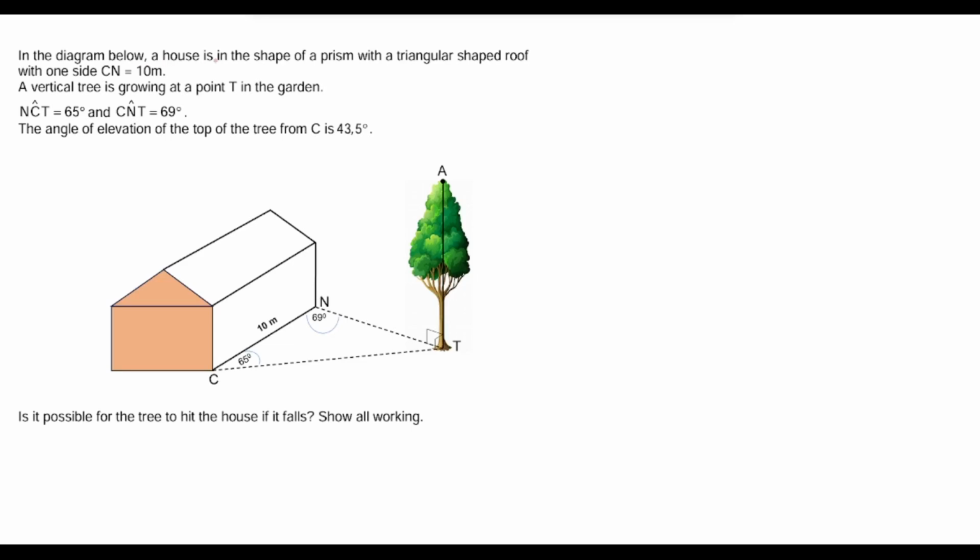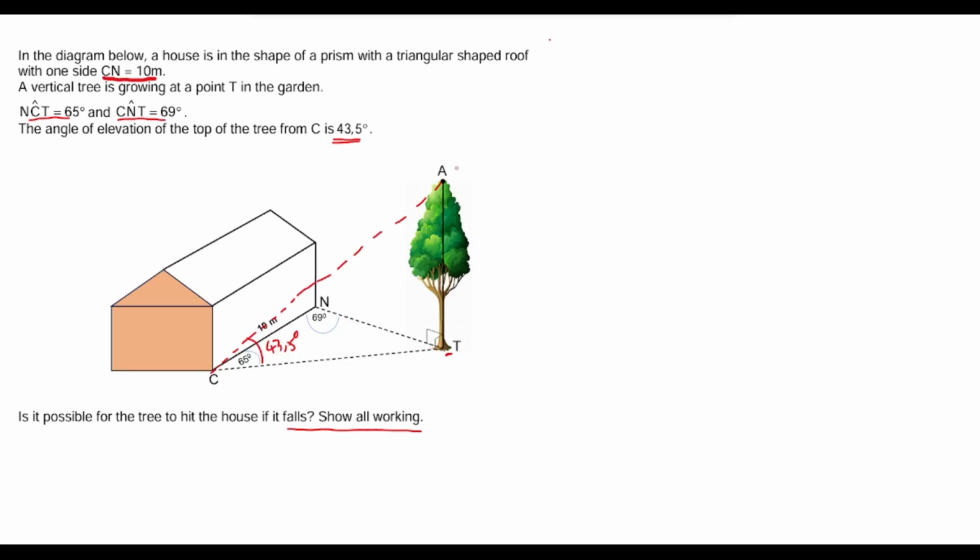In the diagram below, a house is in the shape of a prism with a triangular roof with one side CN equal to 10 meters. A vertical tree is grown at a point T in the garden. Angle NCT is 65 degrees and angle CNT is 69 degrees. The angle of elevation of the top of the tree is 43.5 degrees, so this angle here should be 43.5 degrees. Is it possible for the tree to hit the house if it falls? Show all working. Let's discuss this.